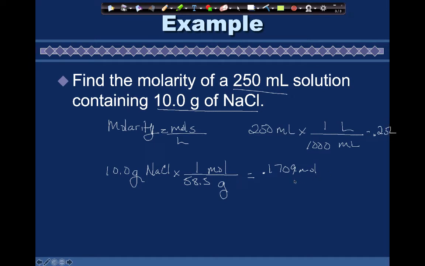0.25 liters. So now I can just divide my moles by my volume. That will give me 0.68 moles per liter. So we just say big M, but that means that I have 0.68 moles for every 1 liter of solution.